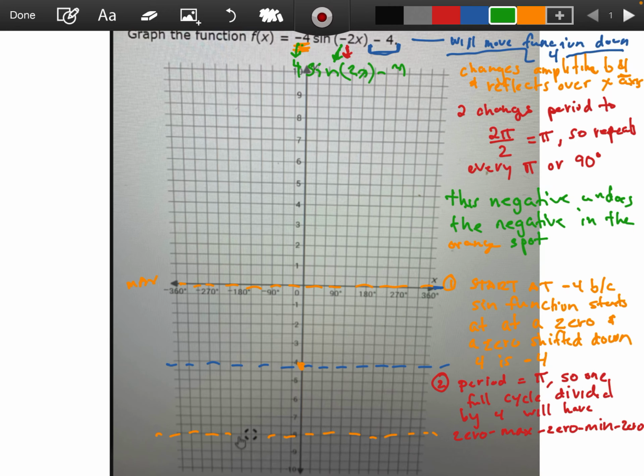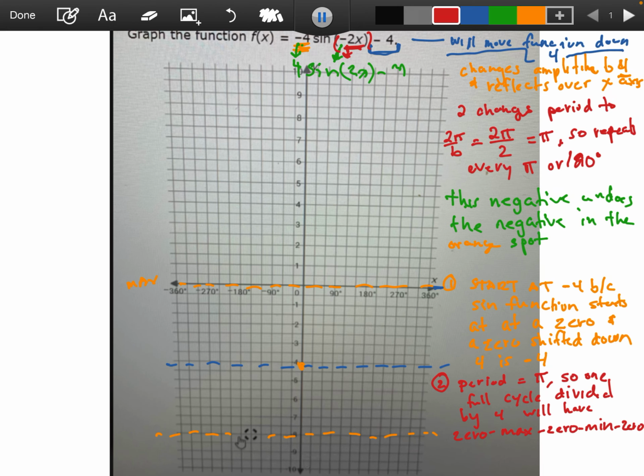All right, but now we still have to deal with the period. The value that's with the x inside this sine function is going to change the period. The period is always 2 pi divided by b. Well, b equals 2 here, so we have 2 pi divided by 2, and that equals pi. So that means that every pi, or sorry, 180 degrees, this function is going to repeat itself.